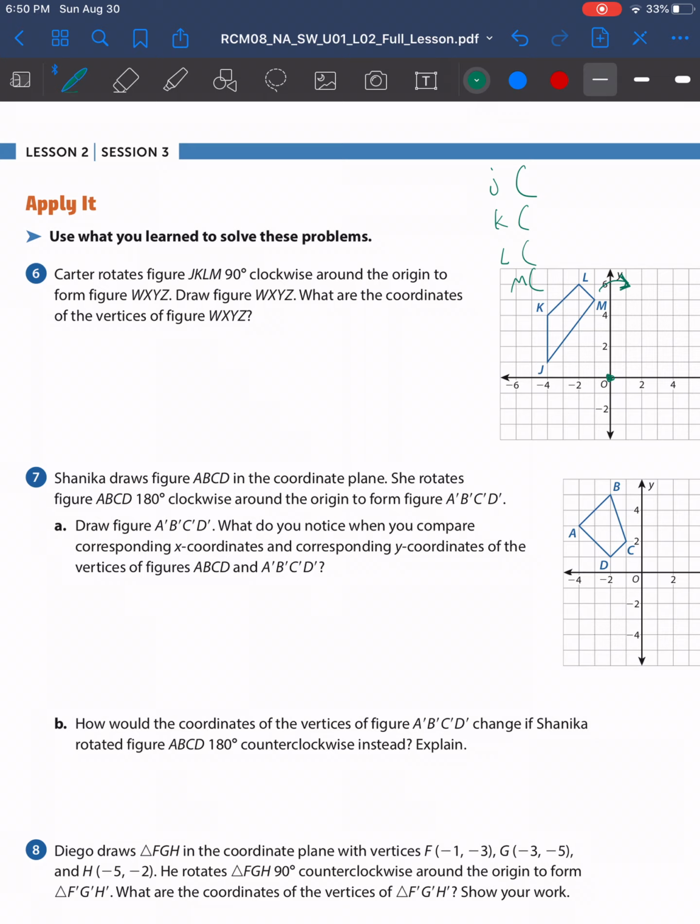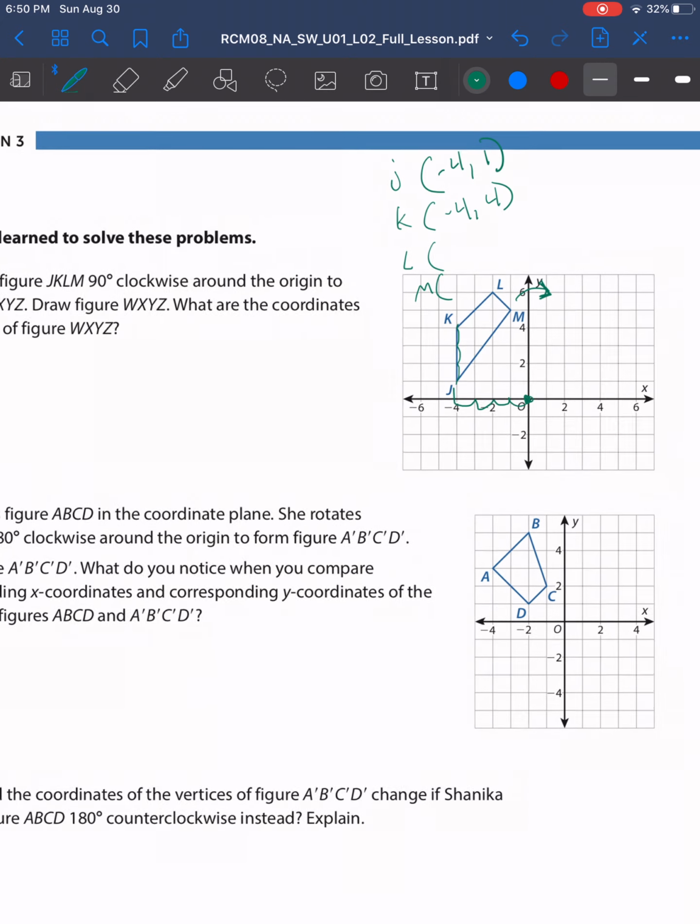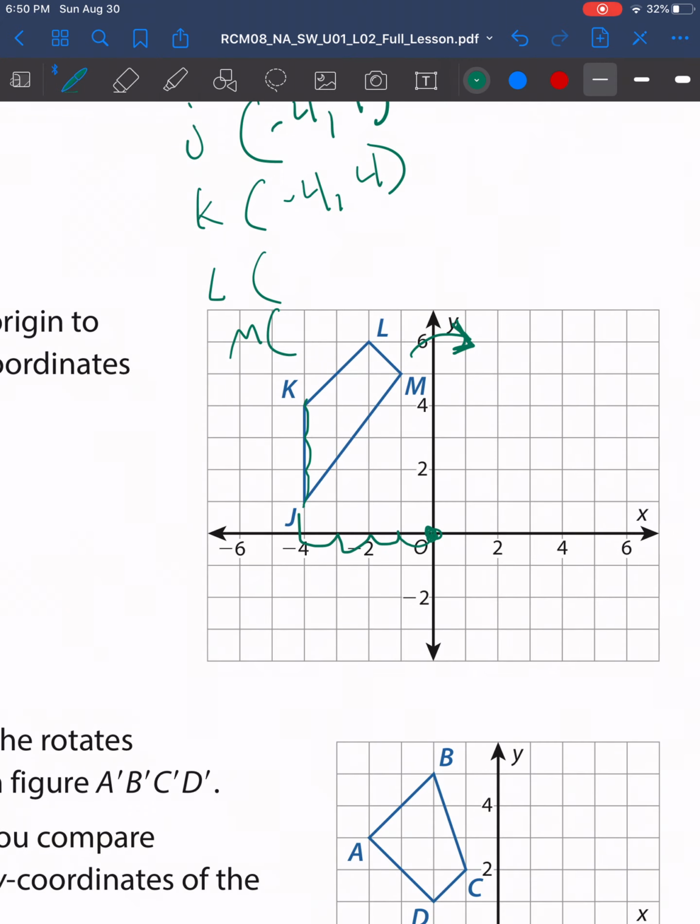So J's coordinates are -1, 2, 3, 4, and then up 1. K is -4 up 1, 2, 3, 4. I'm going to zoom in a little bit. And then L is -2 up 6. M is -1 and up 5.